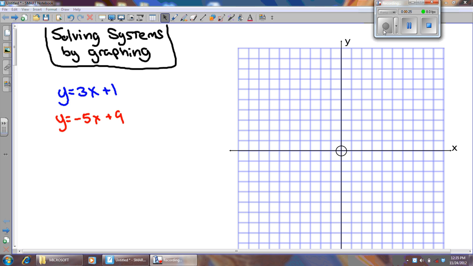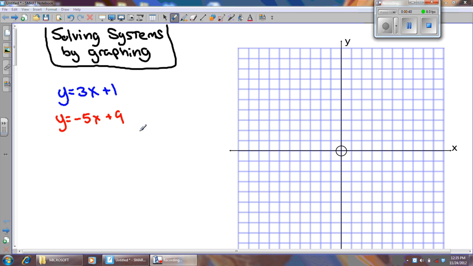Now, I've got to warn you, this can be an inefficient way to solve a system, and you'll see why in a minute. We're going to do problems where it's a great way to do it, and then we're going to do one where it might not be so good.